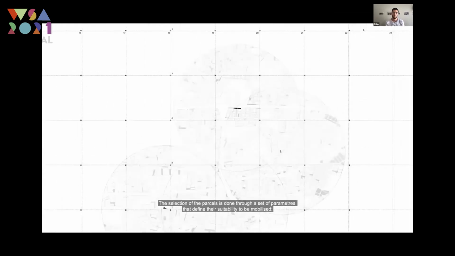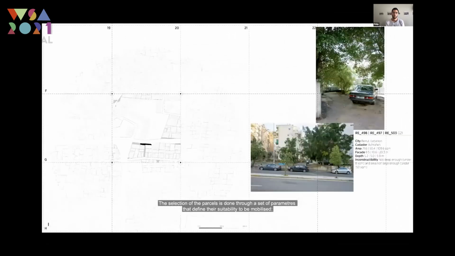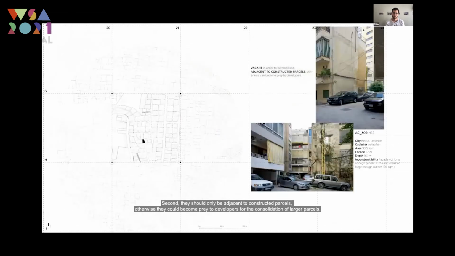The selection of the parcels is done through a set of parameters that define their suitability to be mobilized. First, they should be vacant. Second, they should only be adjacent to constructed parcels. Otherwise, they could become prey to developers for the consolidation of larger parcels.